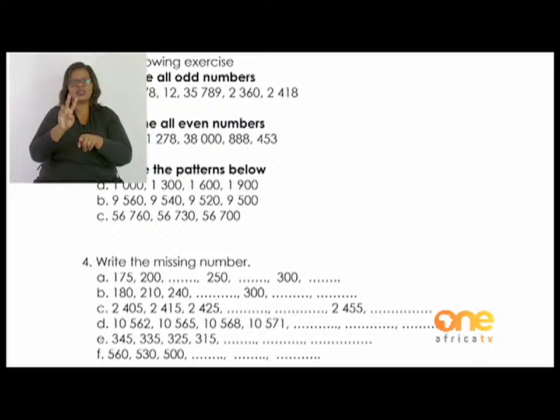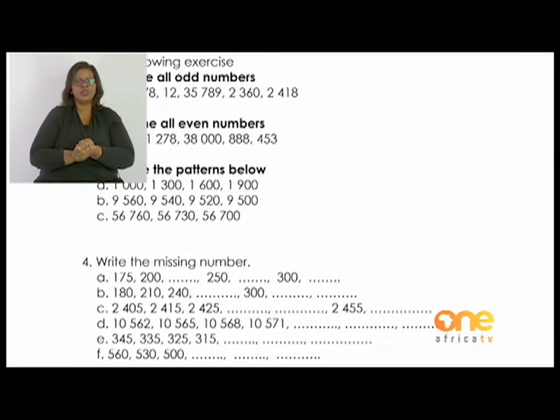Then number 3, you are supposed to describe the number pattern. When you are describing the number pattern, we are supposed to first identify the first term. Then you see whether it's increasing or decreasing. I will do 3A for you. We are saying the sequence is starting at 1000. And each term is having 300 more than the previous term, because we are adding 300.